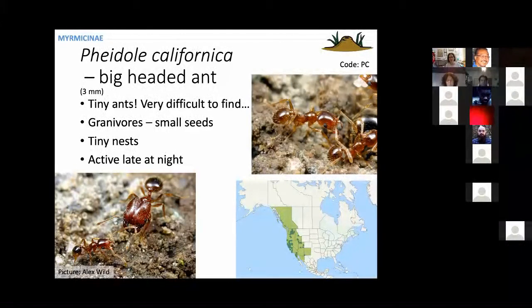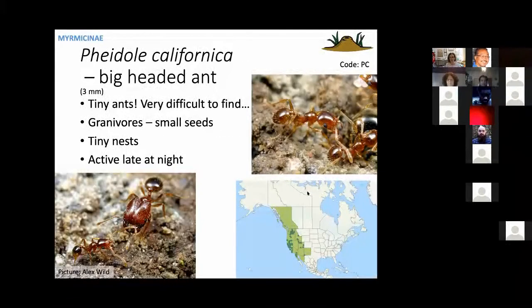Very cute. And apparently they're also active late at night, which is interesting, because usually when you see them, you just see very few workers, 1, 2, walking slowly. And sometimes at night you might see like much more activity.